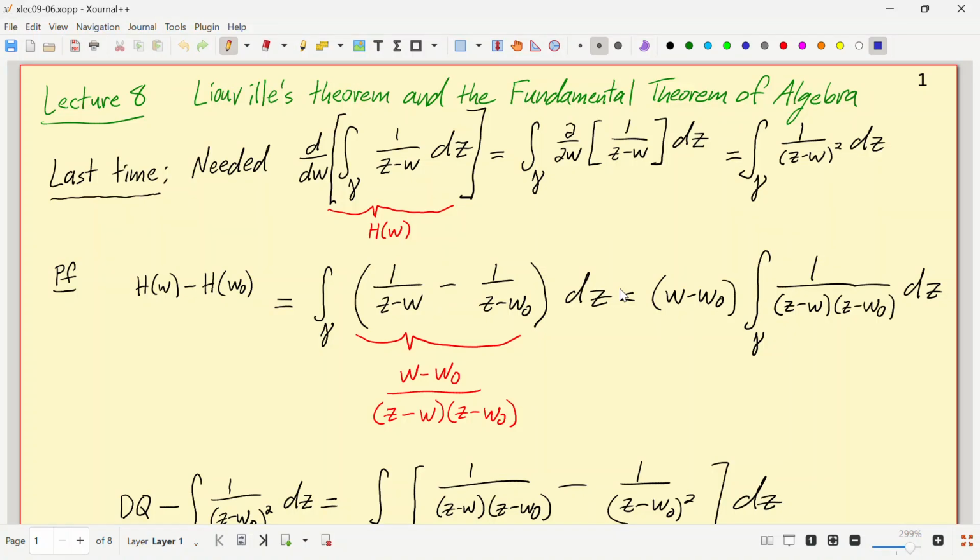Any questions about anything from last time? Somebody asked at the end of last hour, where is this all headed? And I would say it's headed right here.